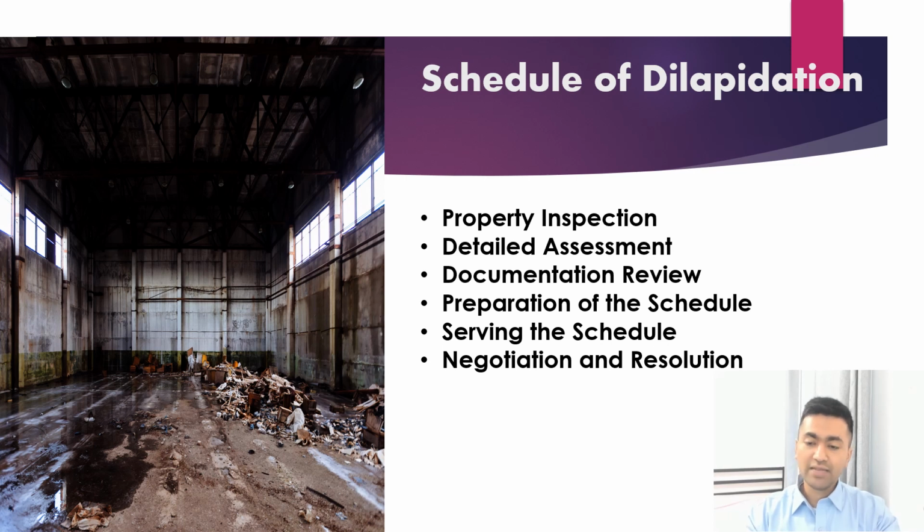Now, there are some key elements in schedule of dilapidation, such as the property inspection, the detailed assessment, documentation review. The surveyors review the lease agreement to understand the specific repair, redecoration, and reinstatement obligations of the tenant. Preparation of schedule. Now, when this is complete, the surveyor compiles a comprehensive report detailing the items that require remedial work. Serving the schedule. Now, the schedule of dilapidation is formally served to the tenant.